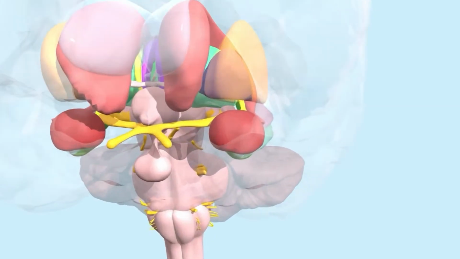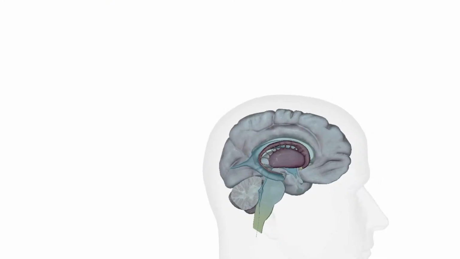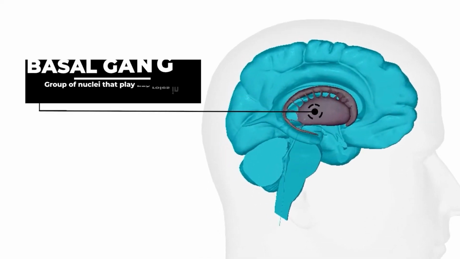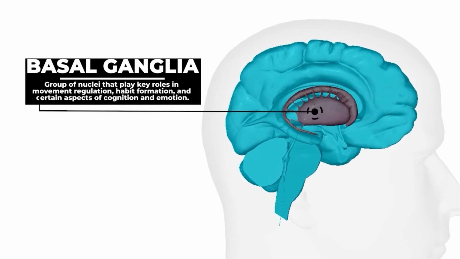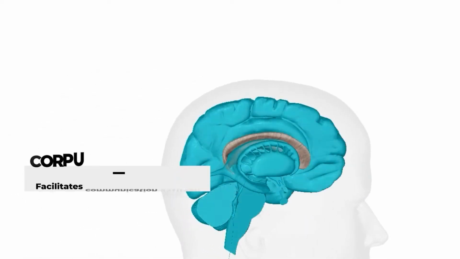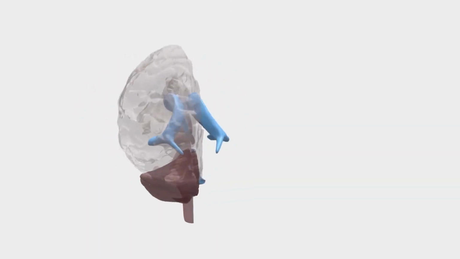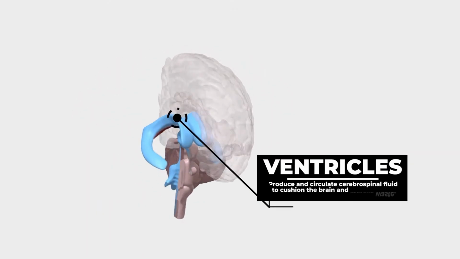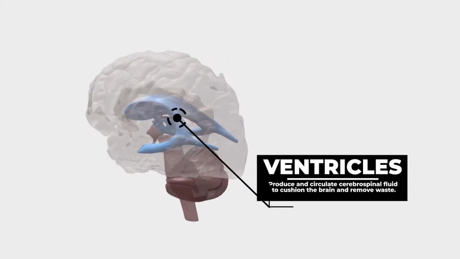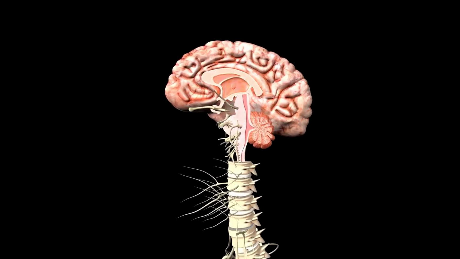Pituitary gland. Releases hormones that regulate several physiological processes, including growth and metabolism. Basal ganglia. A group of nuclei that play key roles in movement regulation, habit formation, and certain aspects of cognition and emotion. Corpus callosum. Facilitates communication between the left and right sides of the brain. Ventricles. Produce and circulate cerebrospinal fluid to cushion the brain and remove waste. Now we will discuss all these parts in a bit more detail to understand what they are and how they work.